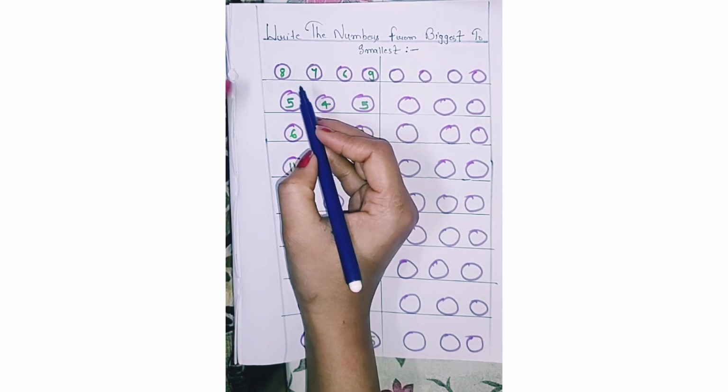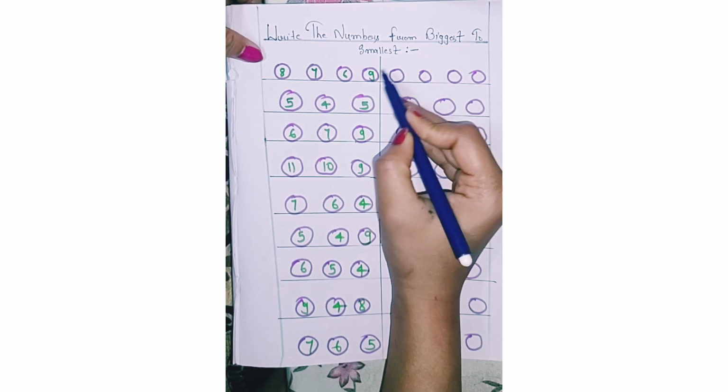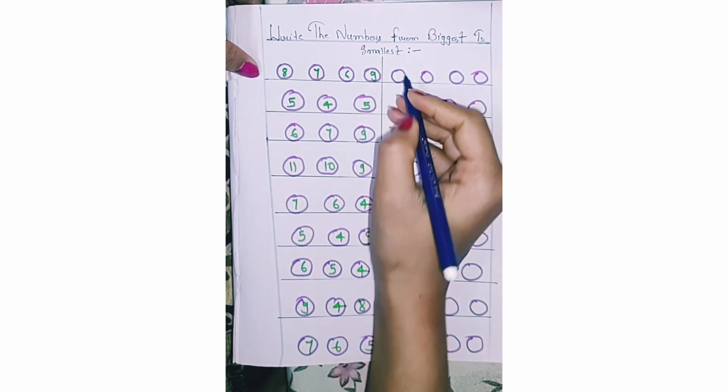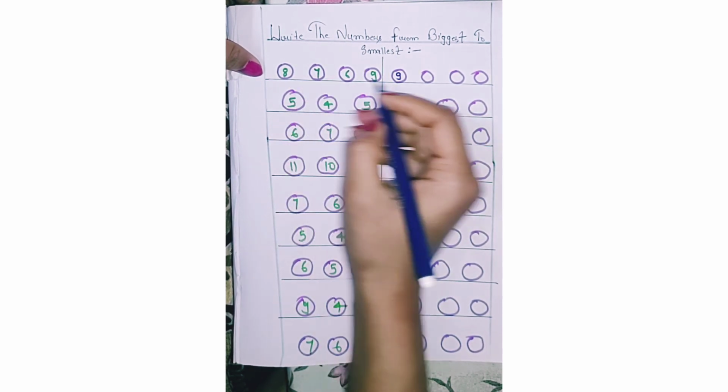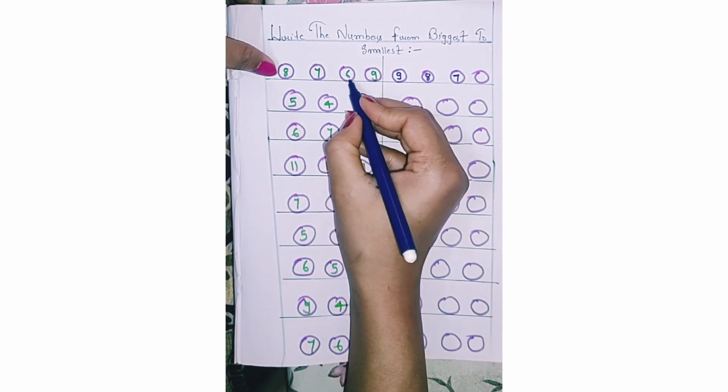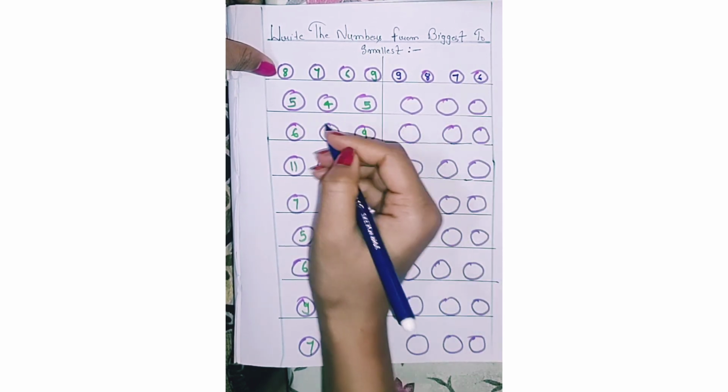Let's start. We have to do biggest to smallest, bada se chota tak. First, 8, 7, 6, 9. Which one is biggest first? 9. Next, 8. Next, 7 and next, 6.